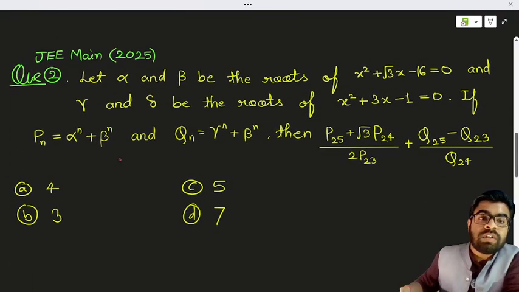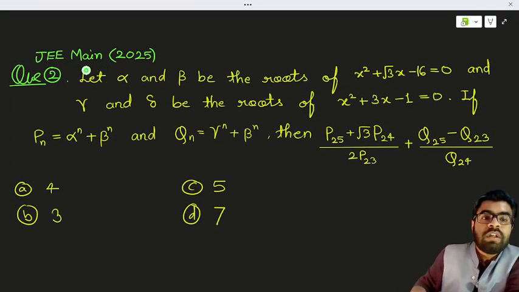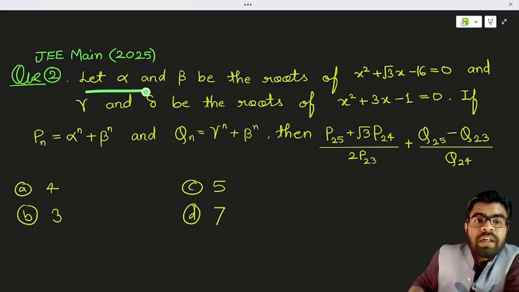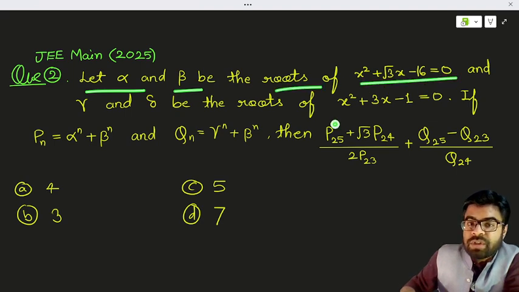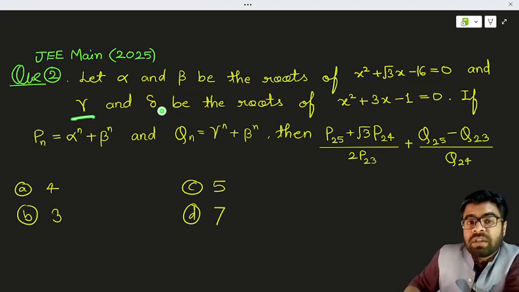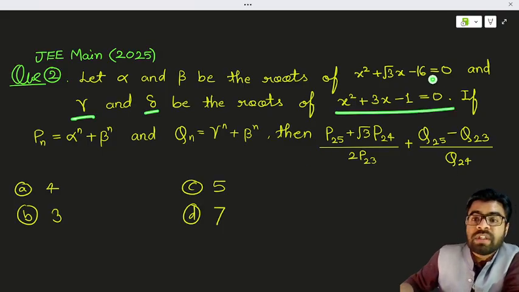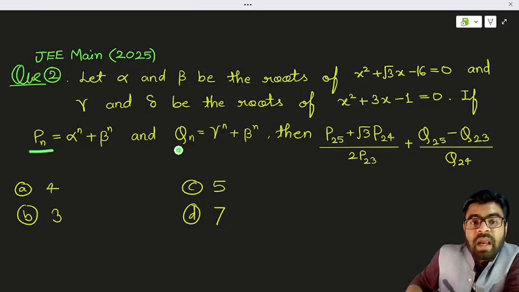Okay. So now let's see this question. This question has been asked in JEE 2025 examination. In this question, it's given that let alpha and beta be the roots of this equation, and gamma delta be the roots of this equation. So we have two equations, and then Pn and Qn are defined.